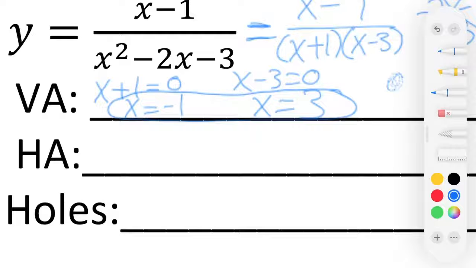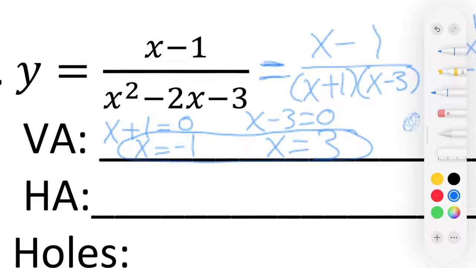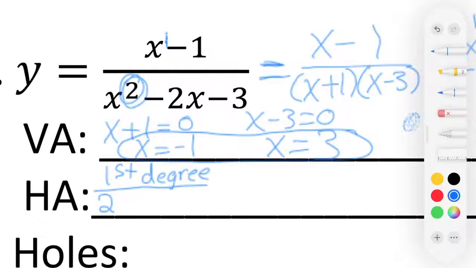Your horizontal asymptote. So your horizontal is comparing your degrees. Your numerator has a degree of 1. Your denominator has a degree of 2. So first degree versus second degree. Well, the numerator is less than the denominator, so you have a horizontal asymptote at 0.